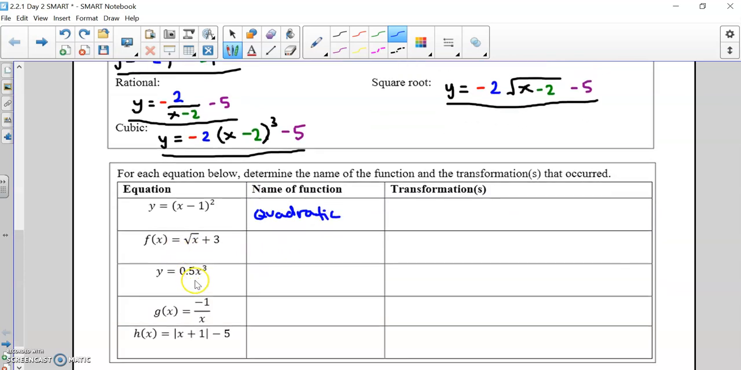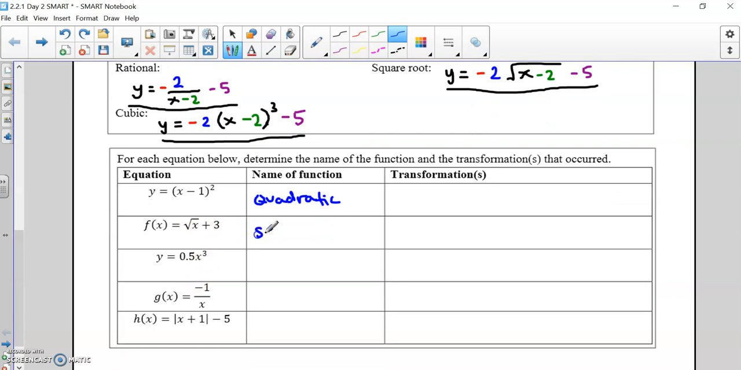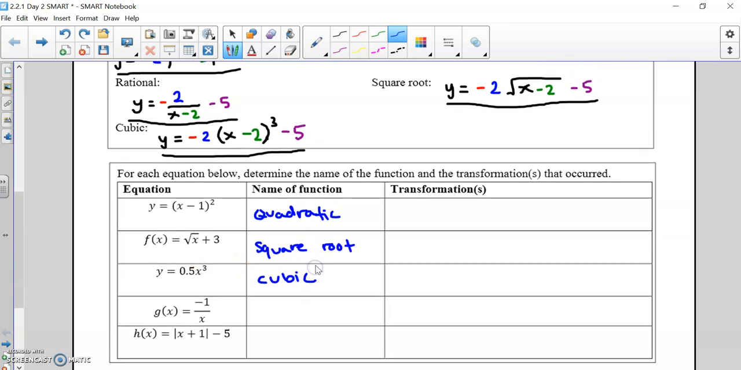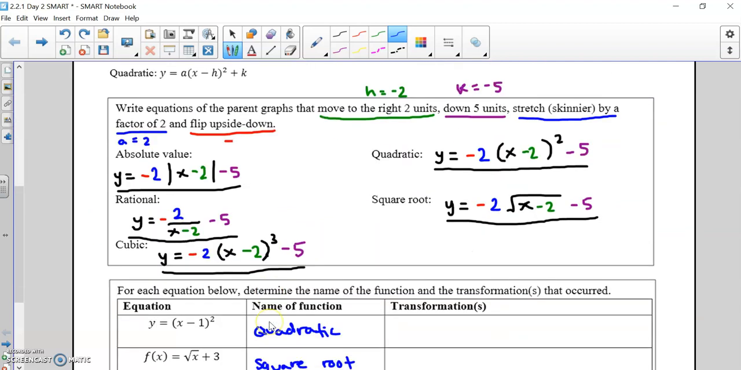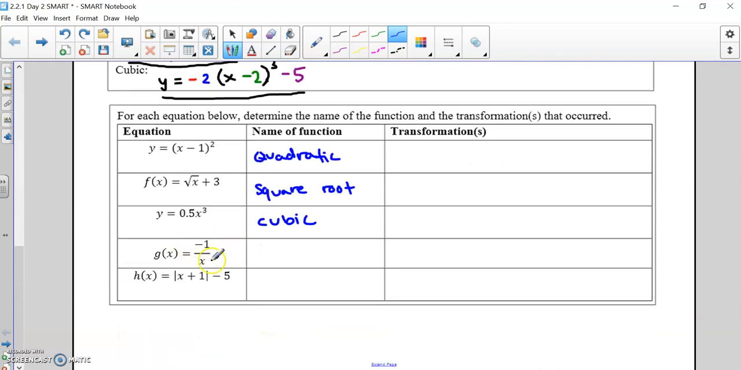This guy has a square root in it, so obviously it has to be a square root function. This one has a cube, okay? That has a cube, and so it has to be cubic, right? And if you forget that, you can look right up here and be like, huh, which one of these has a cube? And it's this one. All right, this one, it's a fraction. We only have one like that. That's the rational. All right, and this guy has the absolute value bars, so this is going to be absolute value.